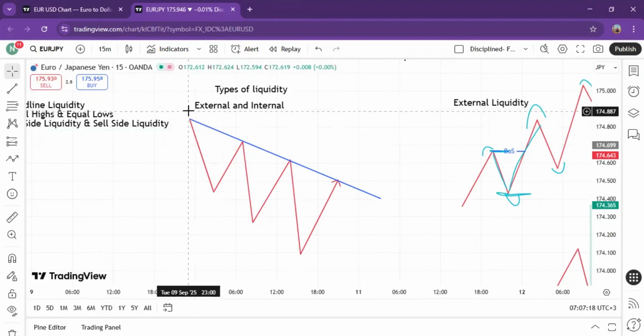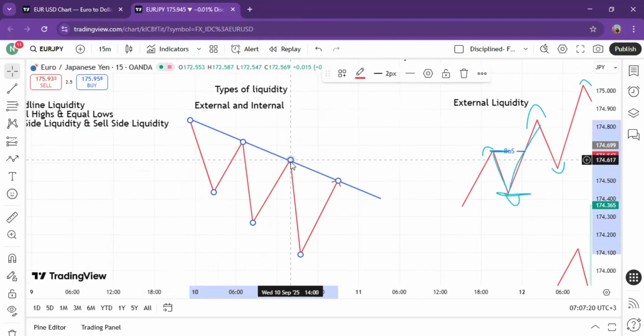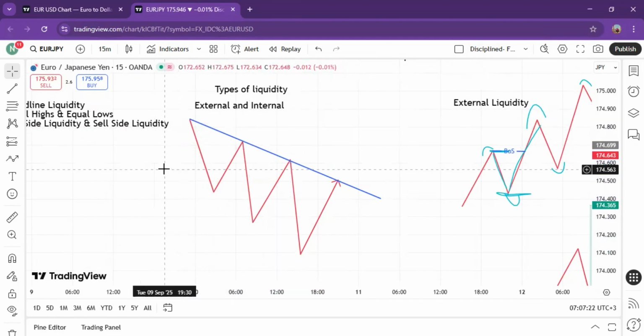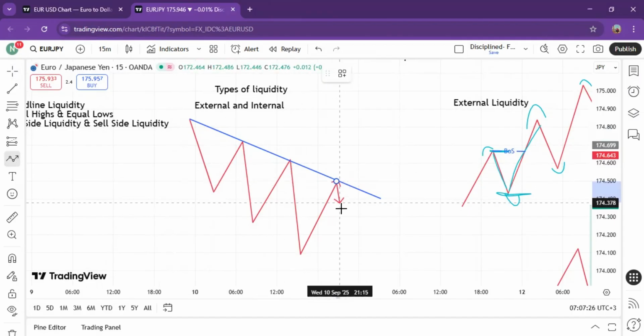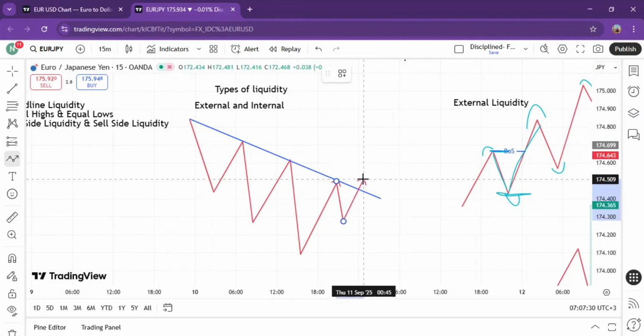So you have sellers enter the market at these points here. So it creates a pattern, a repetitive pattern. And at the end, you find that you are in the market, the market will trigger you to get into the market, come and take out the orders above this point.